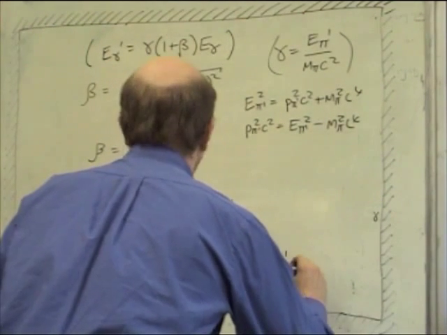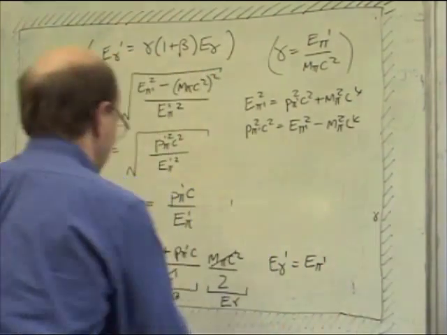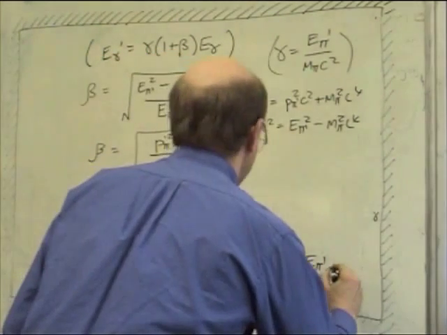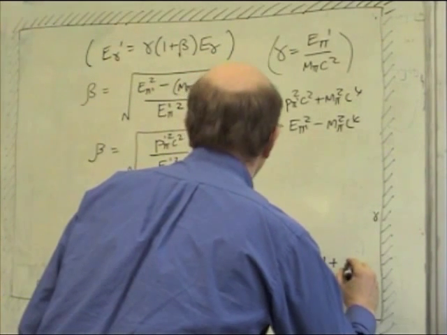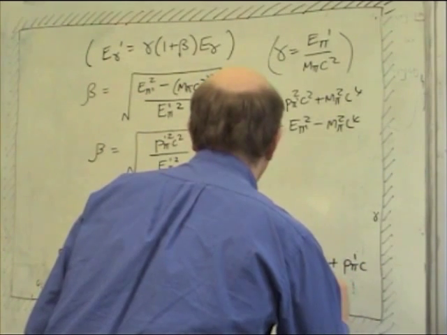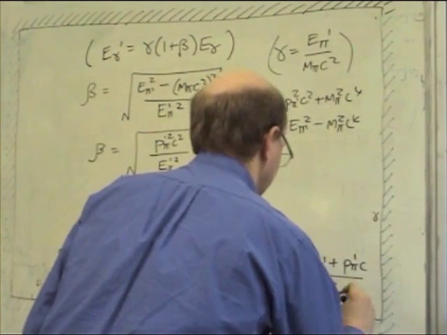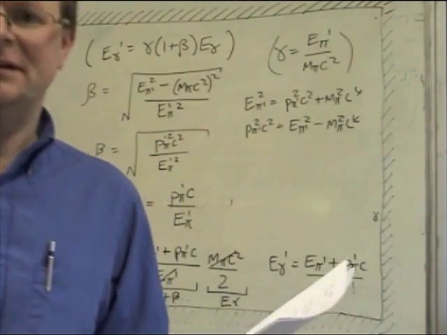E gamma primed equals the sum of the energy of the pi meson in the primed frame plus p pi primed c, divided by 2. Stunningly simple expression. Let's go on and apply that.